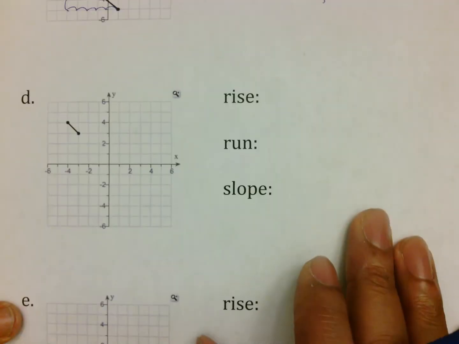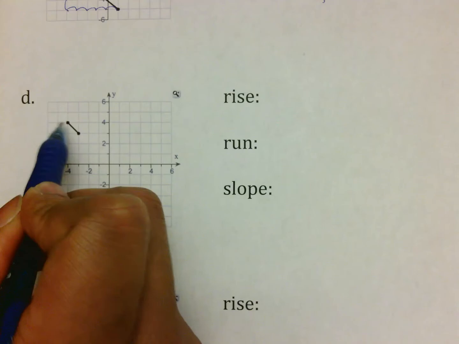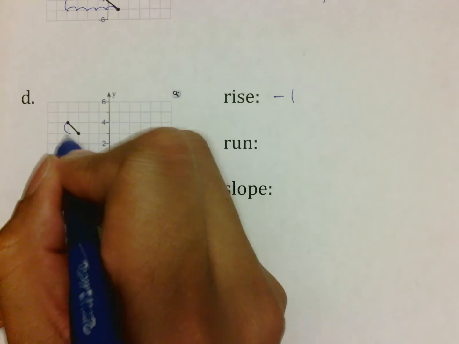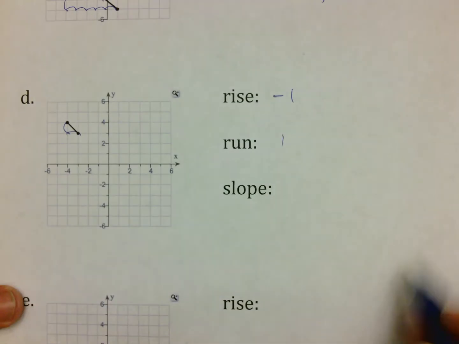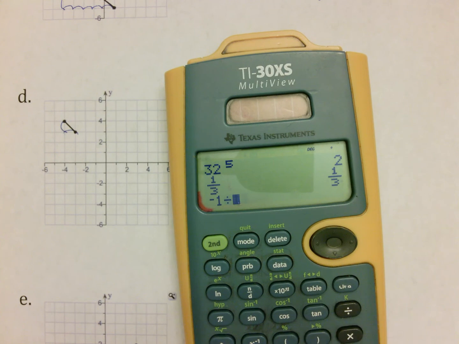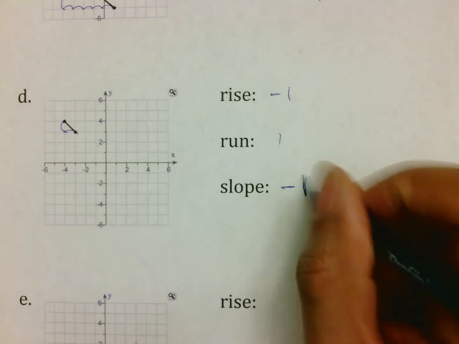D, starting from the left, my rise is a -1. Remember, that's a -1 because I had to go down. My run is a +1. My slope is not -1 over 1 because -1 divided by 1 is actually just -1. You want to still make sure you're reducing and simplifying your answer.